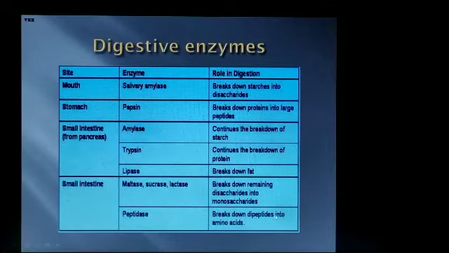Peptides break down the dipeptides into amino acids. The final smallest product of the breaking of protein is amino acids. Amino acids are the monomers of proteins. My dear children, let's have a quick relook into what we studied today.